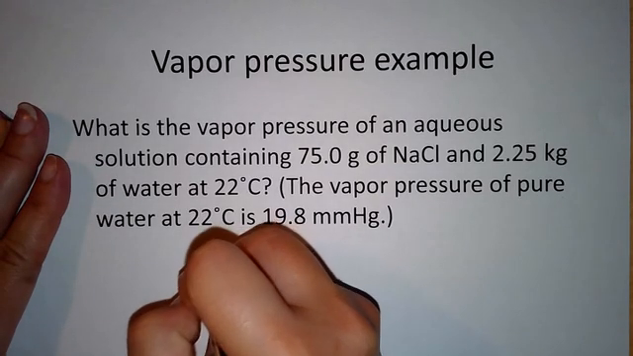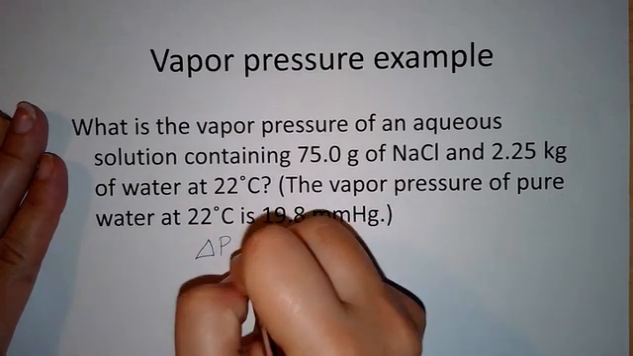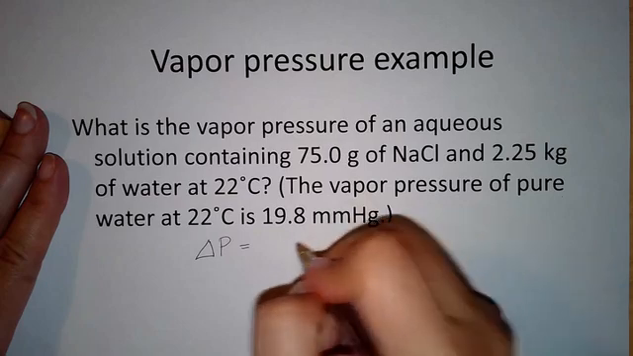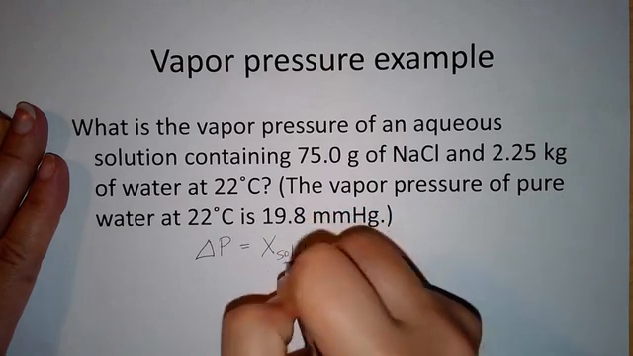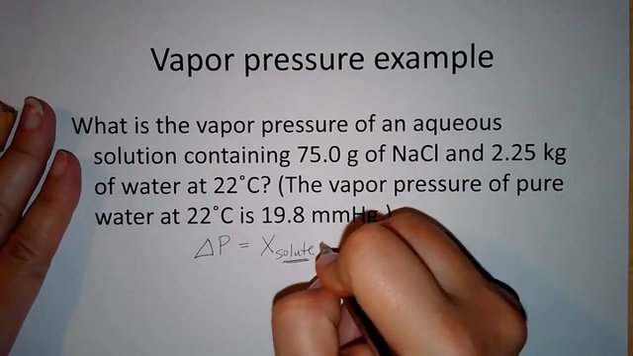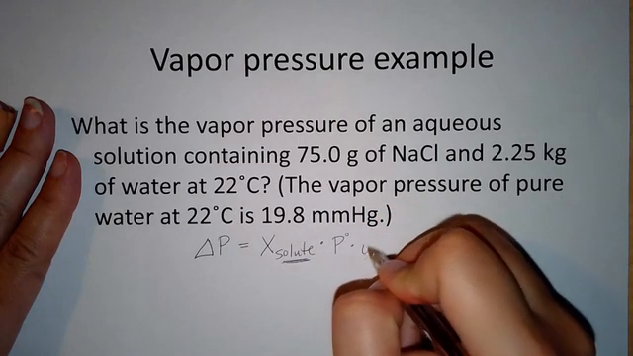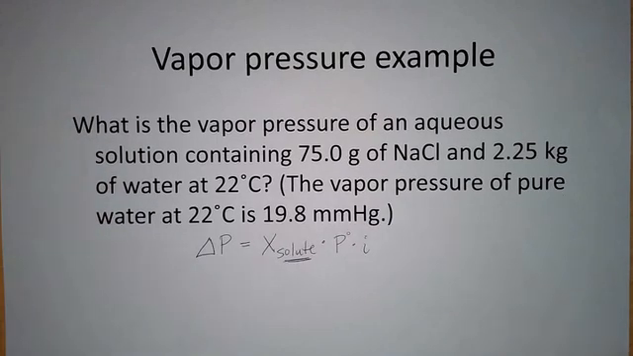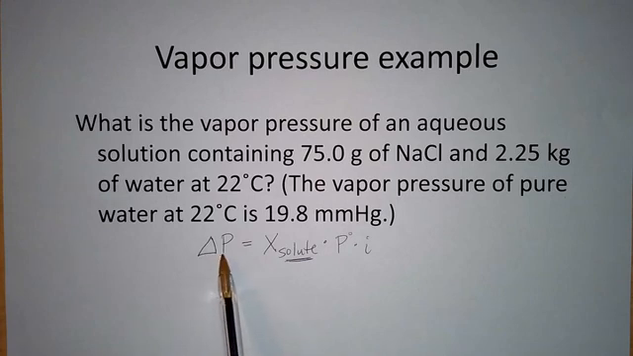For the electrolyte solution, we're going to look at change in vapor pressure instead of just vapor pressure equals to mole fraction of solute, right? Solute this time instead of solvent, times our pure pressure times I. So we've incorporated a few different things this time. We have change in pressure instead of just vapor pressure, and we have mole fraction of solute instead of solvent, and we're incorporating the I value. Alright, so the most changes occurred in this equation.